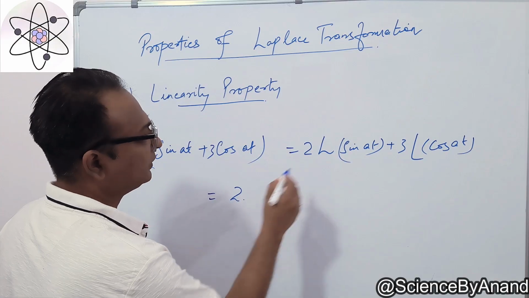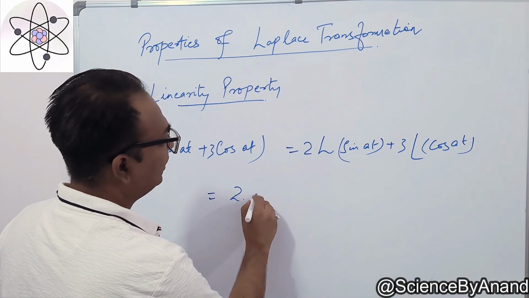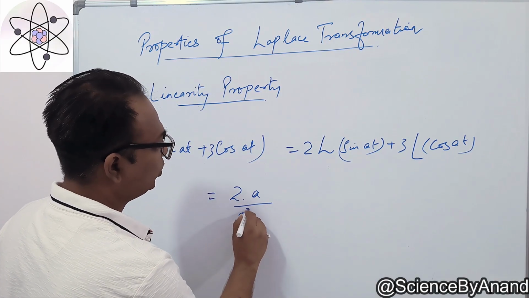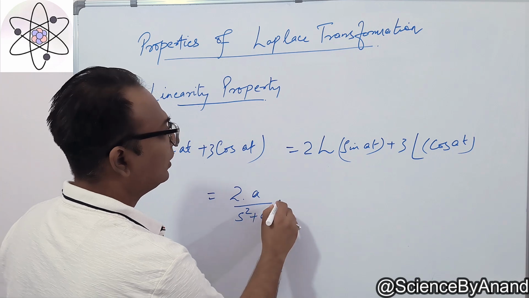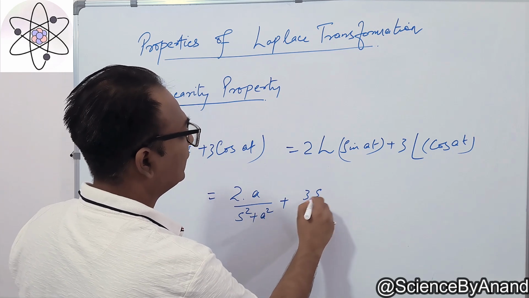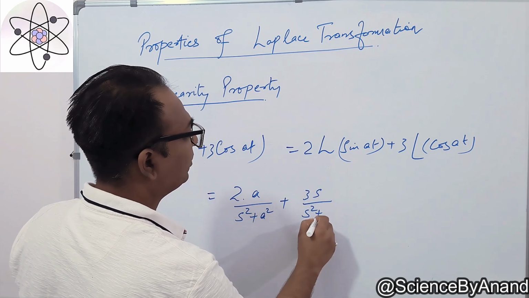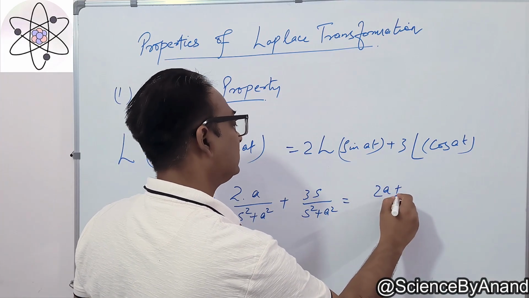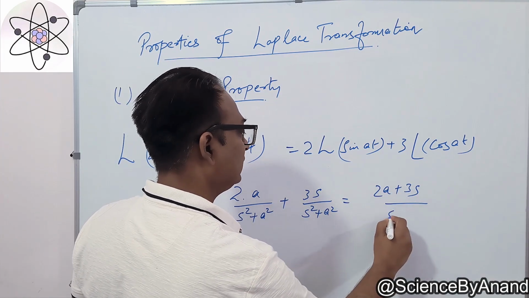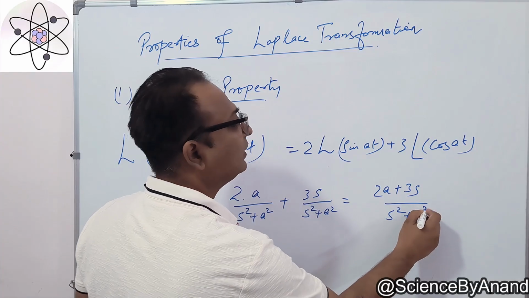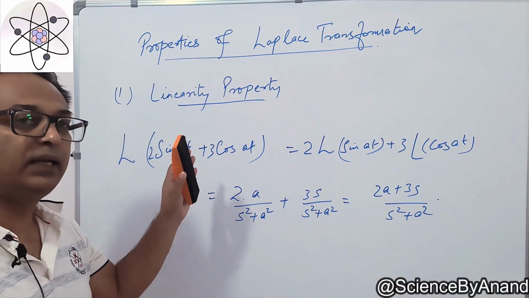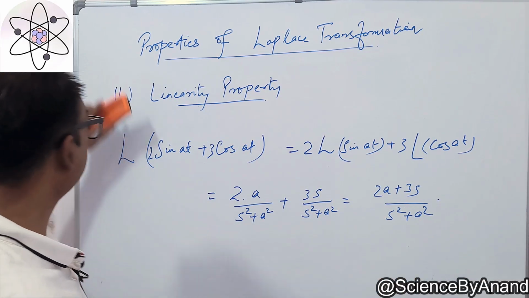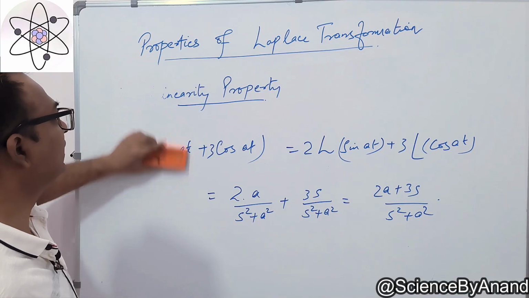What is this? This is twice a by s square plus a square. This is thrice s by s square plus a square. So this can be written as (2a plus 3s) over (s square plus a square). This is linearity property. So I hope it's clear.